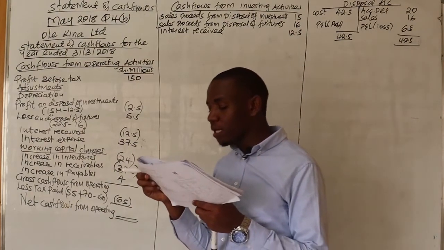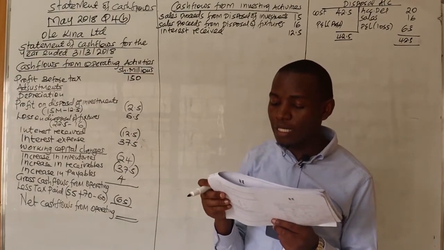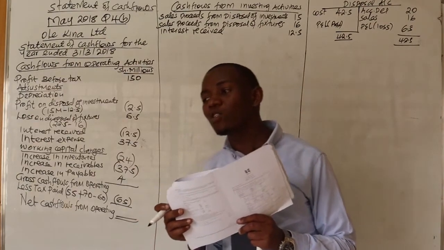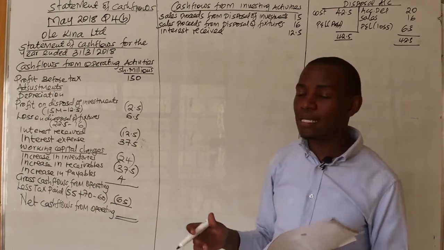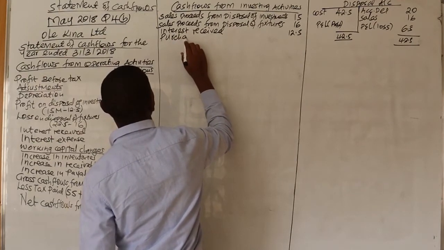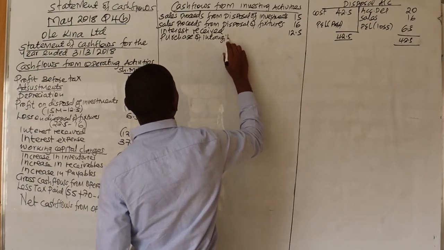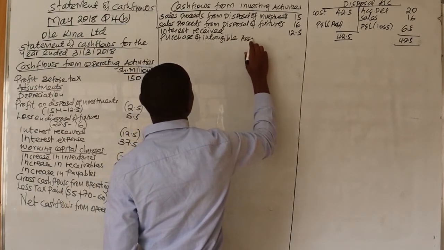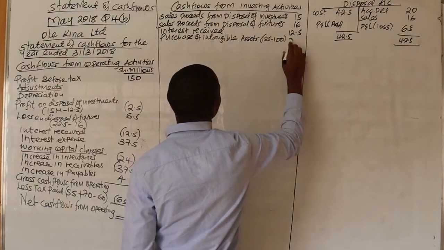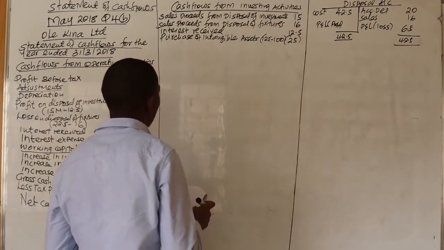Now, when you check on the intangible assets, in 2017 they were 100, and in 2018 they are 125. So from 100 to 125, the increase is as a result of purchase. In that case, you will have the purchase of intangible assets, which is 125 minus 100, which is 25. And remember, this is a cash outflow. You'll be able to less the same.